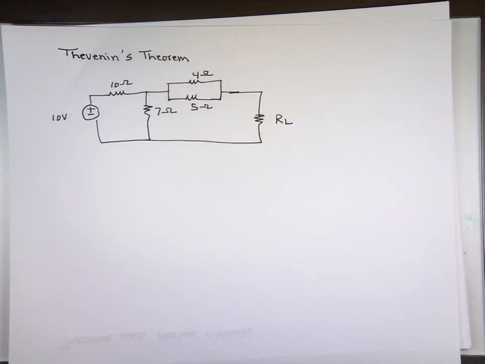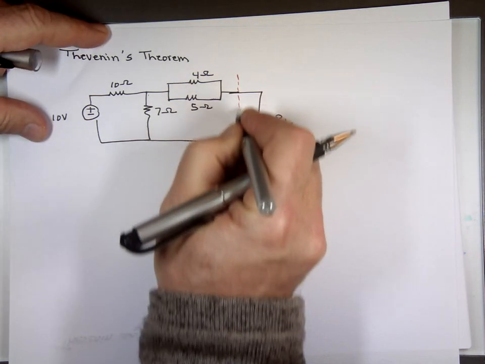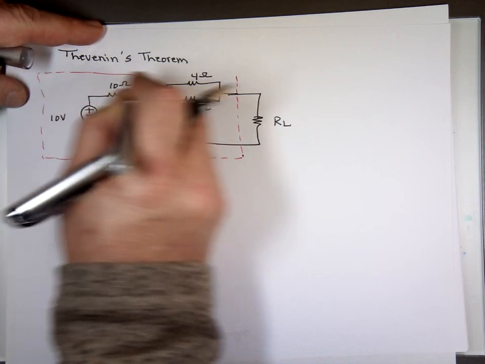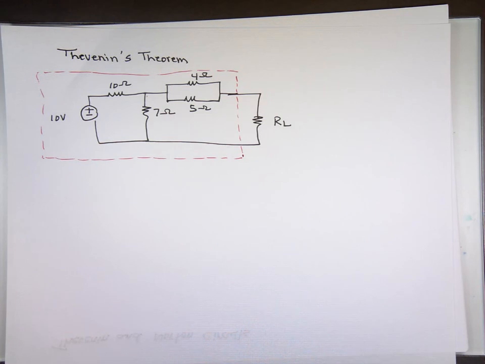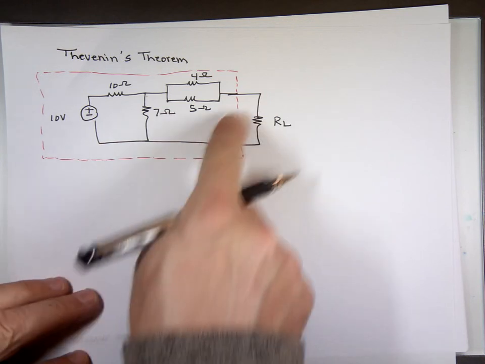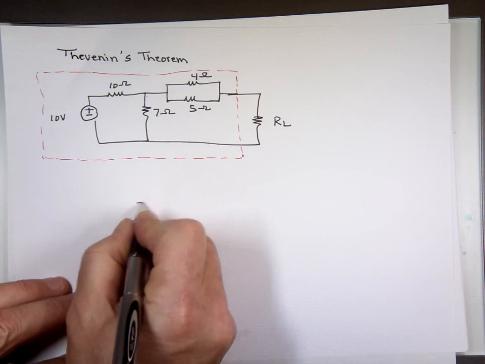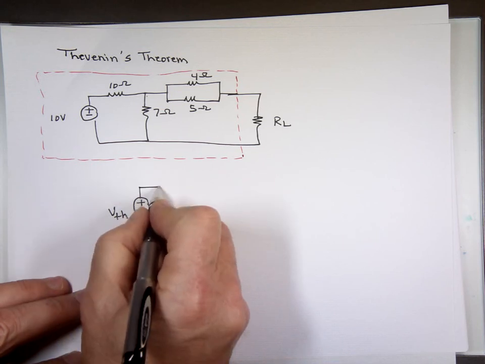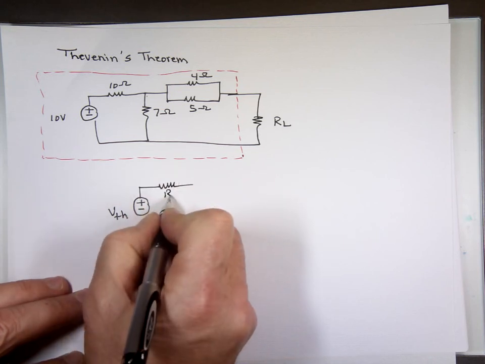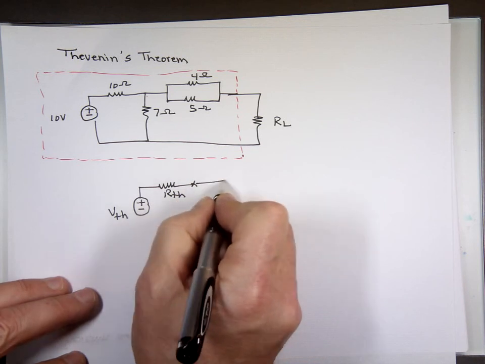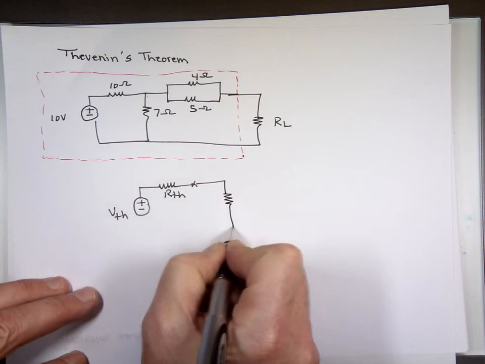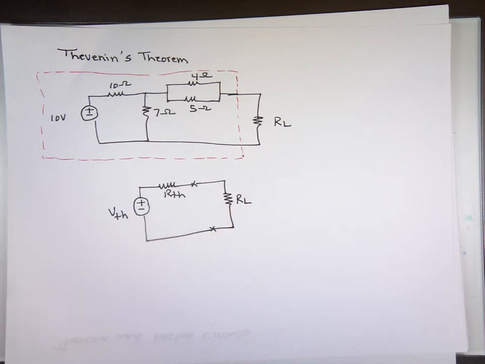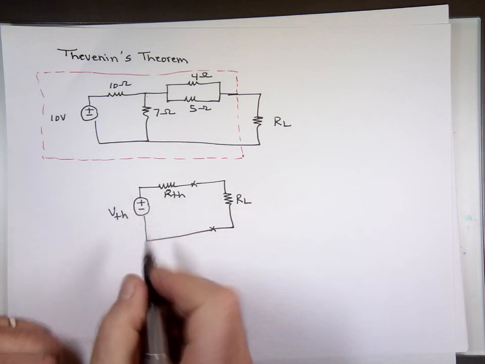What Thevenin said is we can take this circuit right here and replace it with an equivalent Thevenin circuit using Thevenin's theorem. So what does that equivalent circuit look like? We're going to take all of this and replace it with a voltage source called V Thevenin in series with a resistor called R Thevenin. And there is our load resistor. And the question becomes, how do you find V Thevenin and R Thevenin?